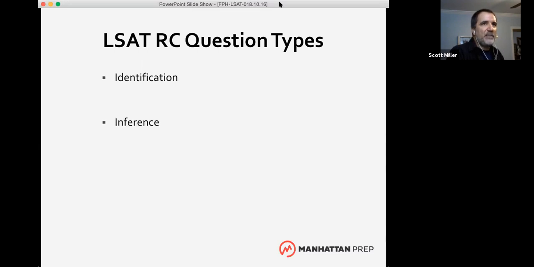The second type of question that you're going to see in LSAT reading comprehension, that you need to be prepared for, is an inference question. This is where you have to understand an idea that's supported by the passage. Not something that's directly stated, but something for which there is definitely evidence in the passage, and a logical inference that you could make from the information in the passage.